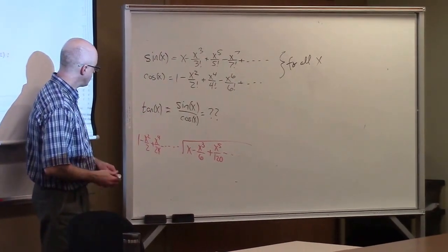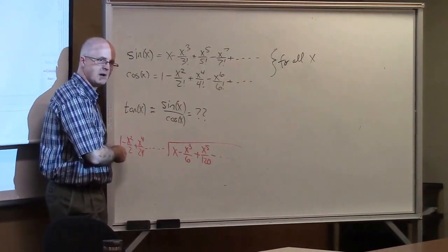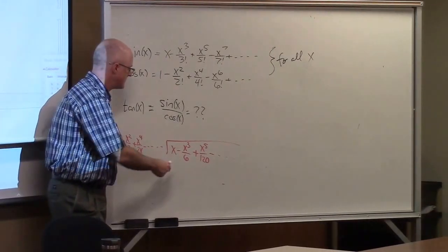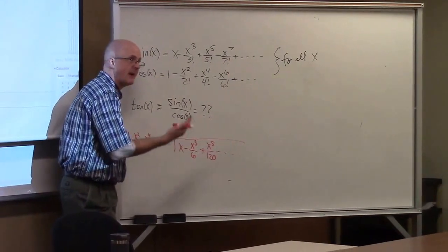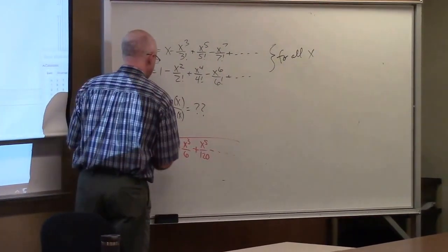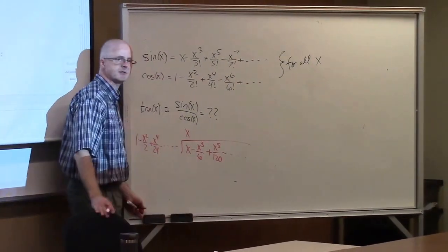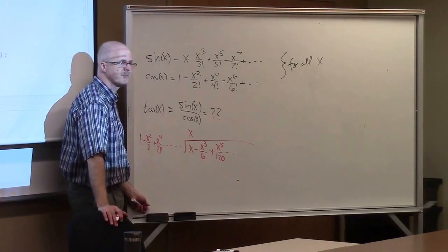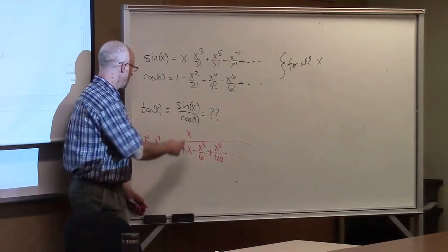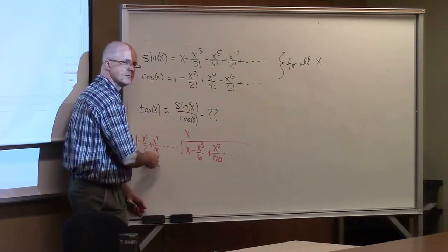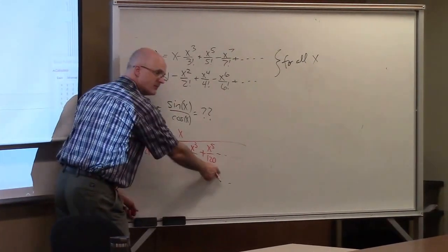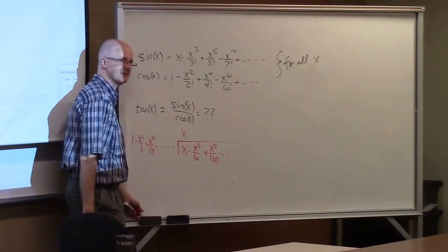Then you ask, what do I need to multiply this lowest degree term here, 1, by to get the lowest degree term there, x? Well, I need to multiply it by x. So x becomes the first term in the Taylor series expansion. Now, multiply that x times every term here, and put the answer down there, and then subtract.